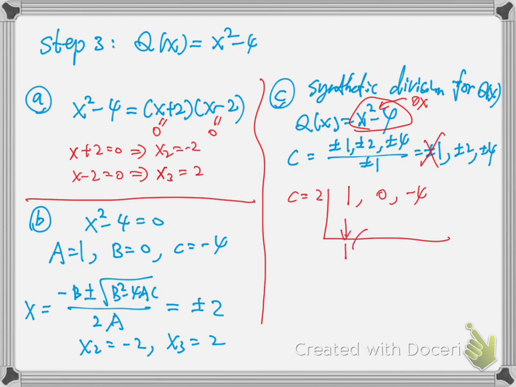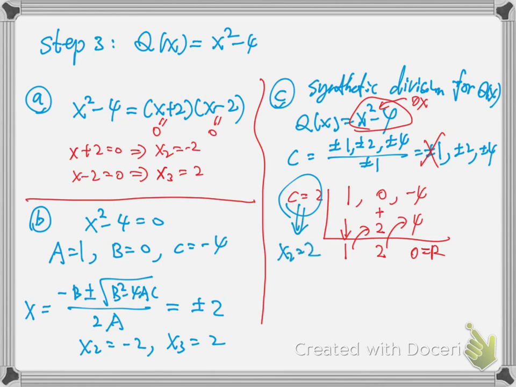So bring down 1. 1 times 2 is 2. 0 plus 2 is 2. 2 times 2 is 4. And then we get remainder 0. Remainder 0, then we get 1 more solution. So now this will be our x2 is 2.